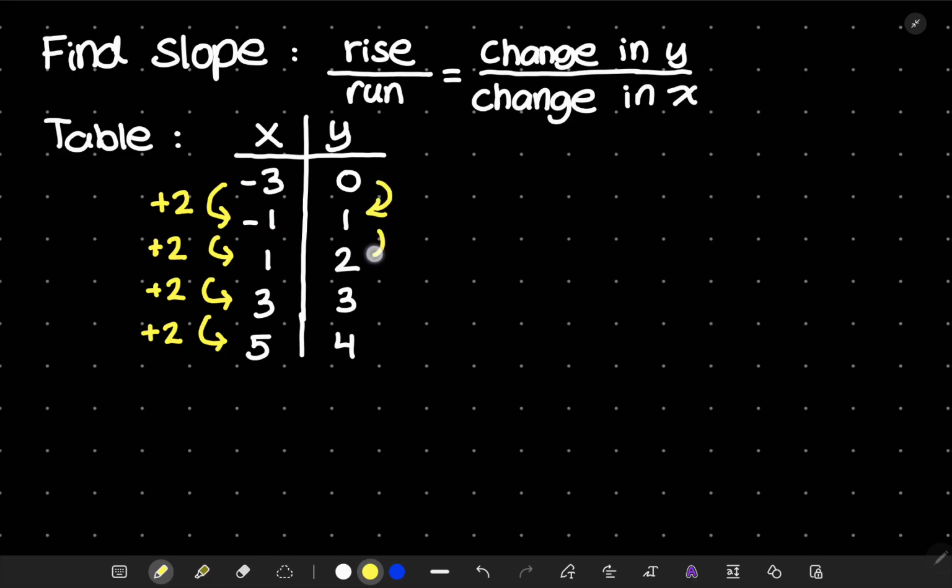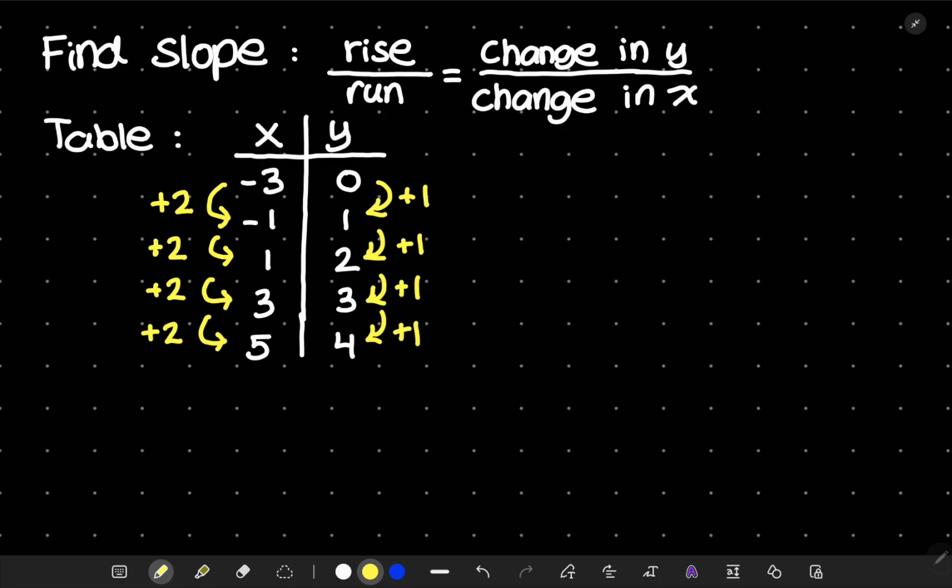Let's notice the y. How much is y changing by each time? If I'm looking at this from 0 to 1, I notice that I'm changing it by 1. How do I go from 1 to 2? Well, I can do 1 plus 1. What about 2 to 3? I can also add by 1. 3 to 4? Also add by 1.